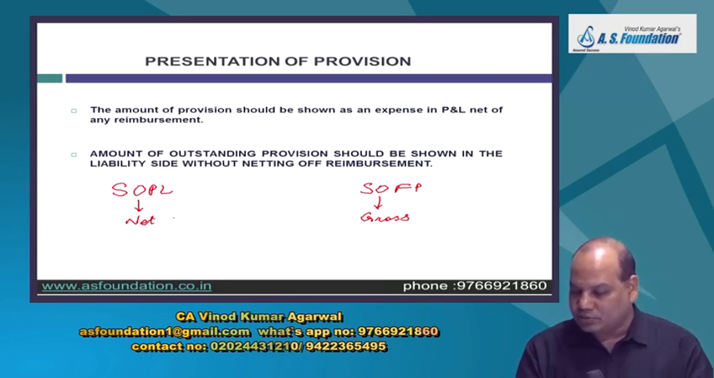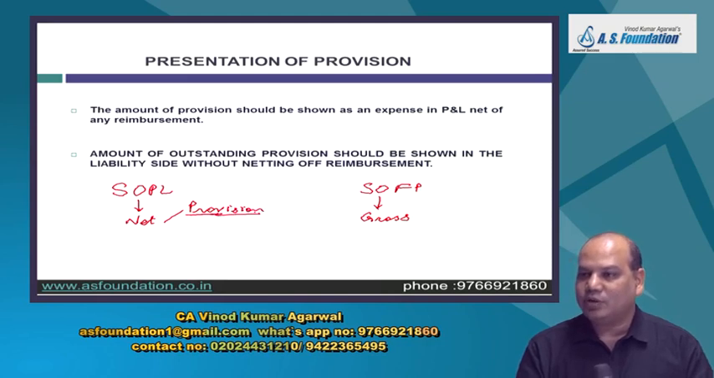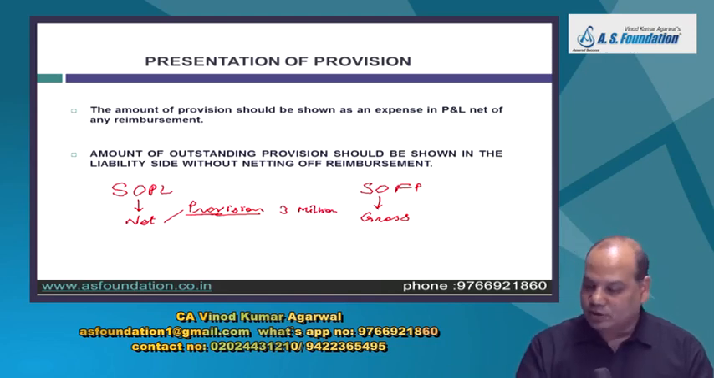In SOPL, suppose we make a provision for warranty, I am a dealer. I directly deal with the customer. I give him the warranty. And I have to make a provision of 3 million on the basis of goods sold in this year using that previous formula. But I am not going to pay this from my pocket. I am just a dealer. The manufacturer tells me, you don't worry, but you are the interface between company and the customer. Whatever you incur, we will reimburse you.